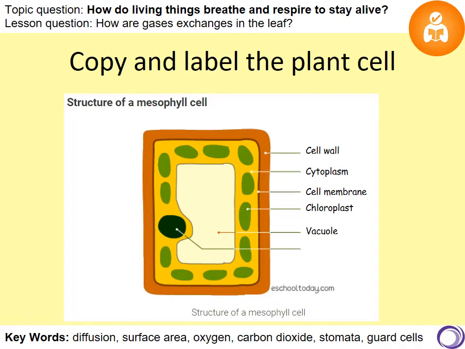Okay, the big part in the middle is the vacuole. This is only present in plant cells and contains the cell sap. And then finally we have the nucleus, which contains the DNA for the cell.